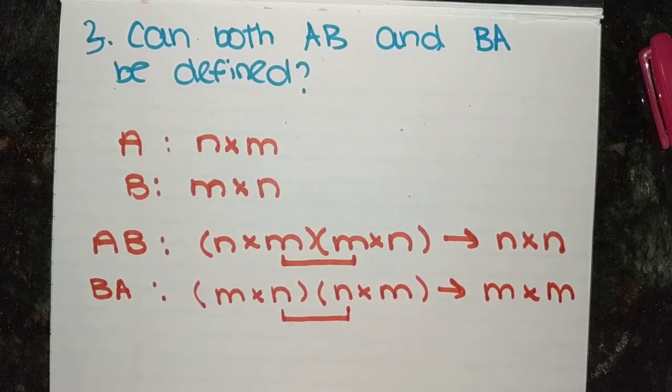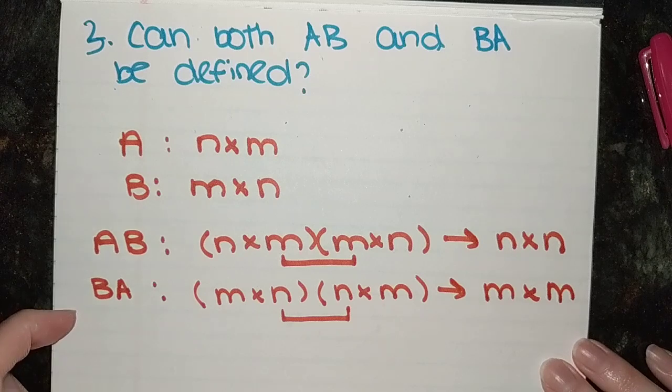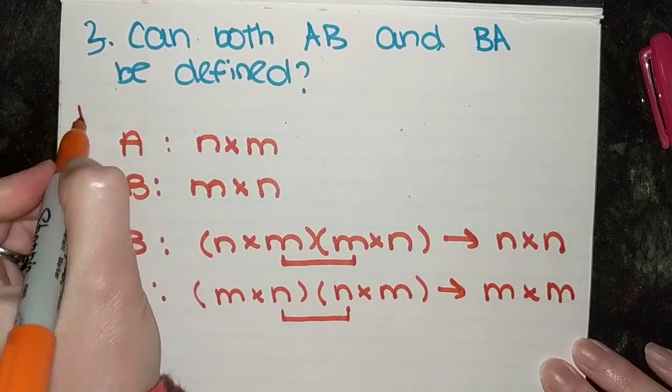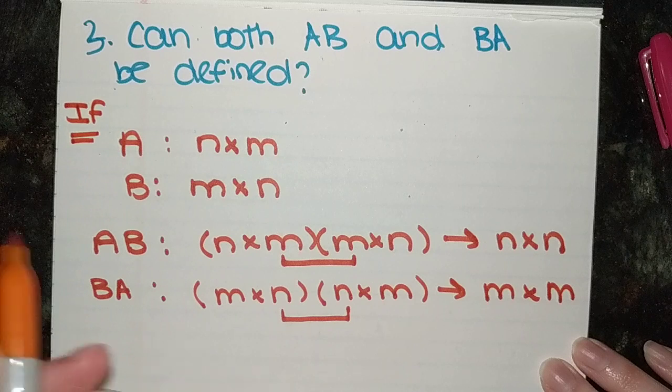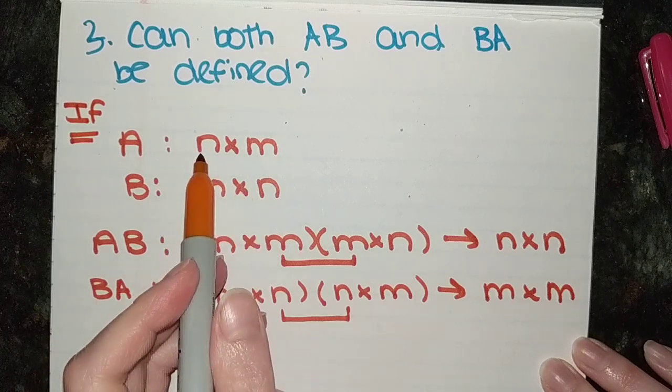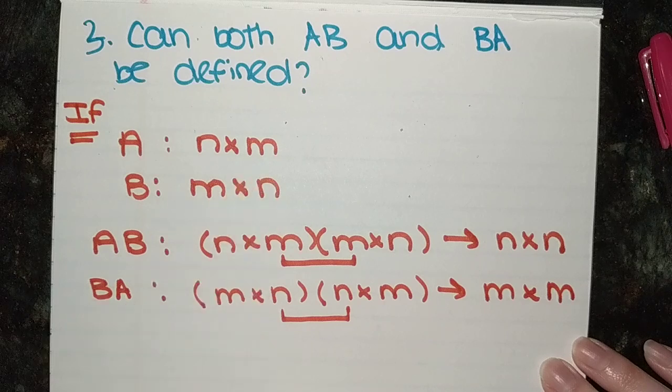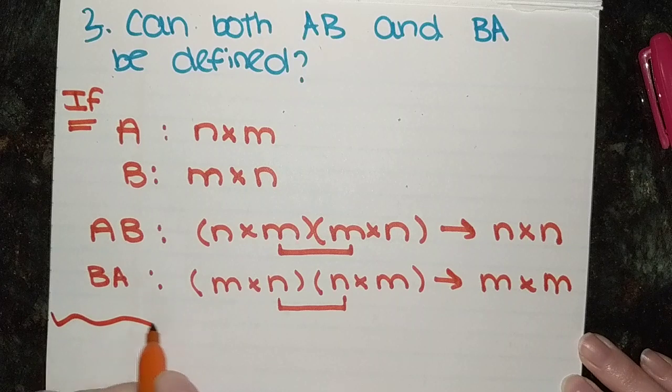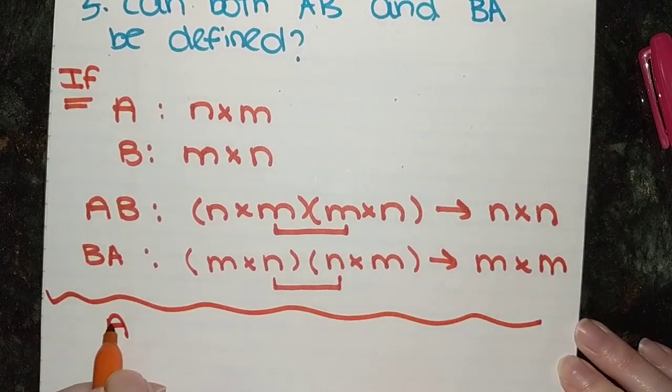Now, it is definitely true that A times B and B times A can be defined if you have a very specific case where basically the first dimension here is the last dimension here. So the number of rows you have is the same as the number of columns you have for B, and vice versa.